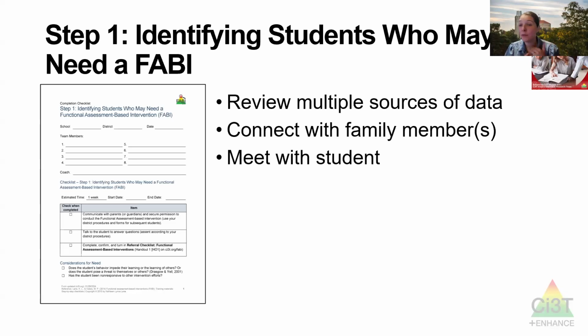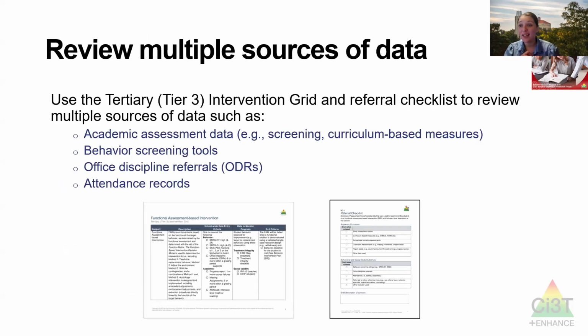So during the step, we're reviewing multiple sources of data, we're connecting with the family, and we're connecting with the student. When we think about data, again, we're going to start with that grid. If you're at a school that implements Ci3T, pull up that intervention grid and look and see what those entry criteria are. If you're at a school that does not yet use Ci3T, you're just going to think about what am I looking for? What are some of the markers that would tell me, oh, this student might be a good fit? Definitely going to be looking at screening data, office discipline referrals.